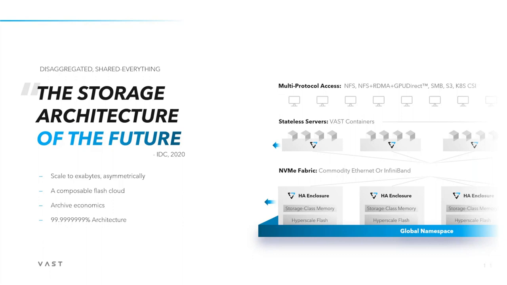So this lets us scale the compute part of the cluster independently from the capacity part of the cluster, dedicate compute nodes to applications for QoS. And because all the work happens in the front end containers, but all the state and data is stored in the enclosures, we can scale the system asymmetrically.